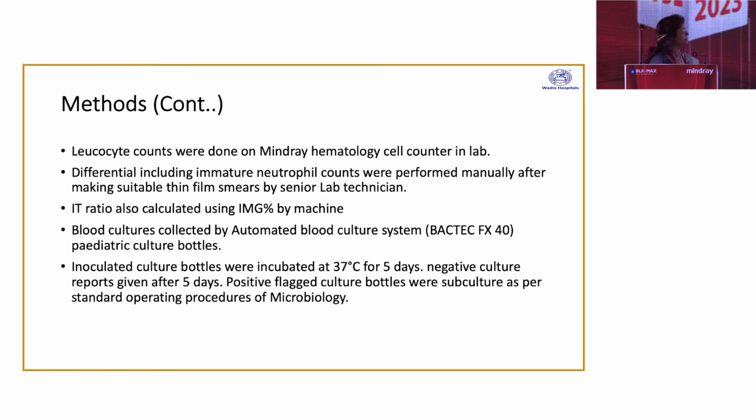Leukocyte counts were done on the Mindray hematology cell counter in the lab. Differential including immature neutrophil count was performed manually after making suitable thin film smears by a senior lab technician. IT ratio was also calculated using IMG percent by the machine: only IMG percent divided by IMG percent plus neutrophil percent. That was the machine count. Manually, the differential including band cells plus IMG, whatever immature granulocytes we get in the peripheral smear, was divided by the total.